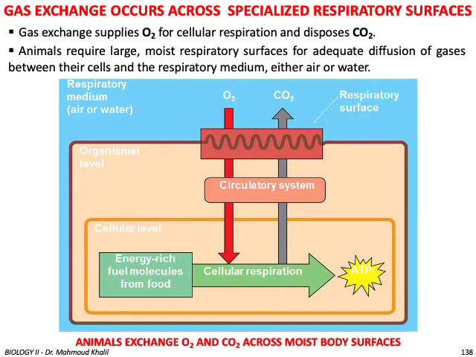Then the oxygen is carried by the circulatory system to the tissues at the cellular level for the production of ATP. The byproduct of the production of ATP is carbon dioxide, which is then conveyed to the outside via the circulatory system through the respiratory surface.